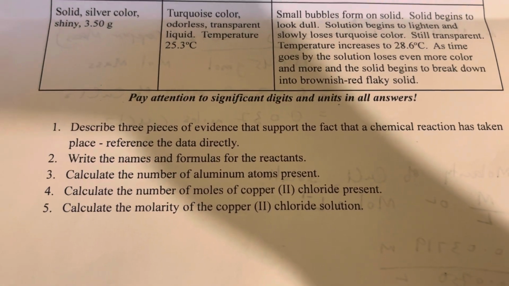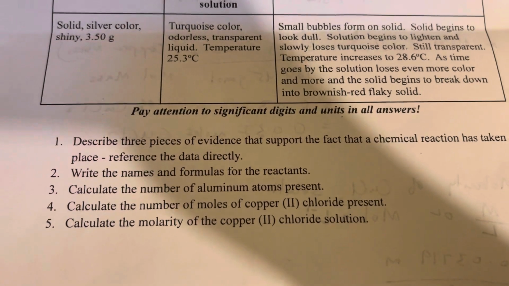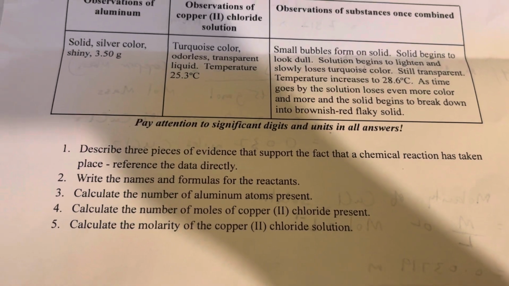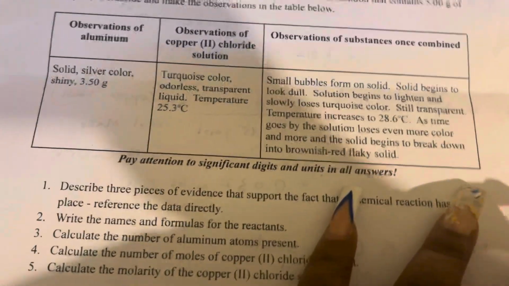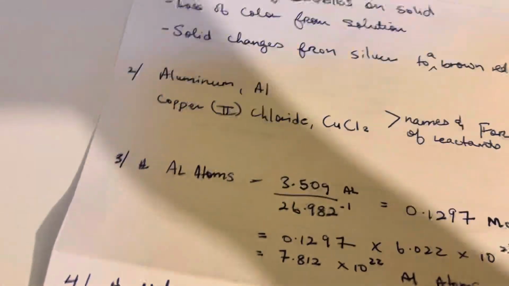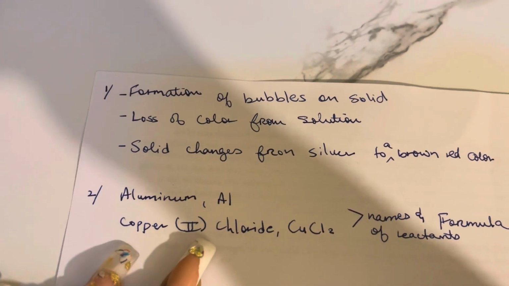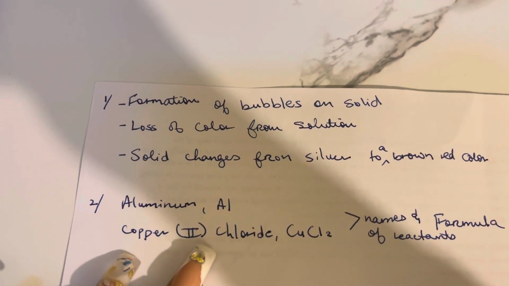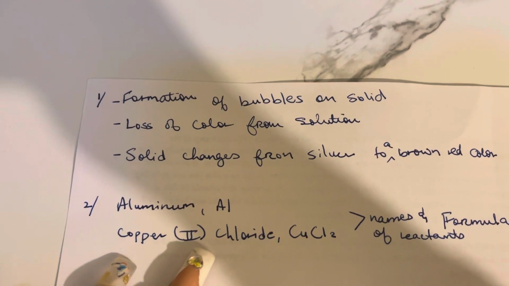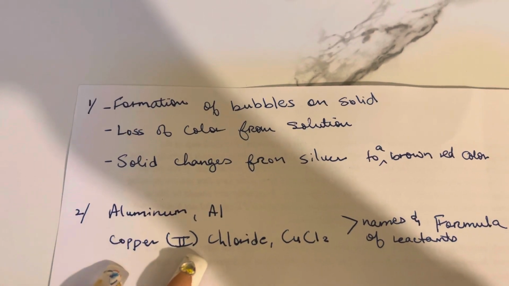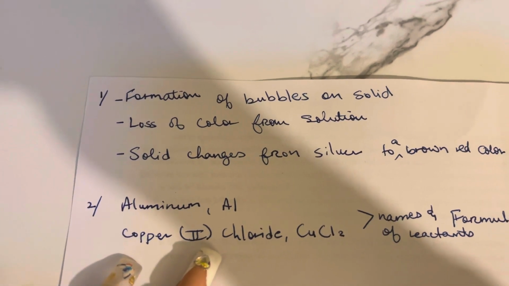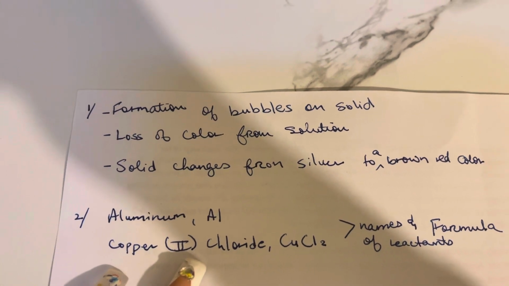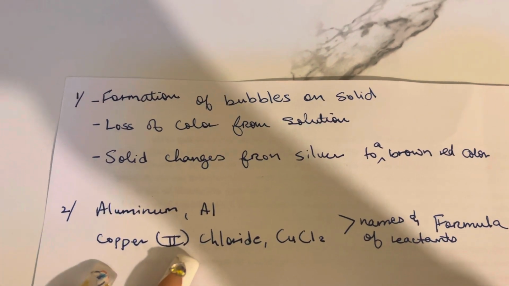So for the first question, it asks to describe 3 pieces of evidence that support the fact that a chemical reaction has taken place. So I said here, basically, we have to look at the observations. So the formation of bubbles and solids, and then we have the loss of color from the solution, and then we have the solid change from silver to a brownish reddish color.